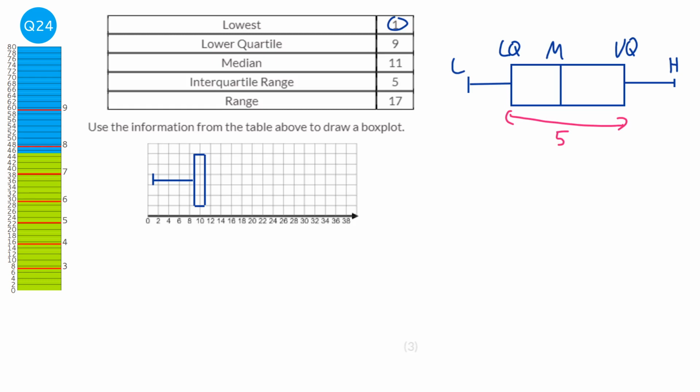So if we get our line at 14, and then complete our box plot. Here we go. Now the range is the total distance of, or the total width of our box plot. So that's 17. So that's going to be 17 higher than the lowest value. Now the lowest value is 1, so 1 plus 17 is going to be 18. So I'm just going to, there we are. And we're going to have that at 18. And again, I'm just going to put a line there.